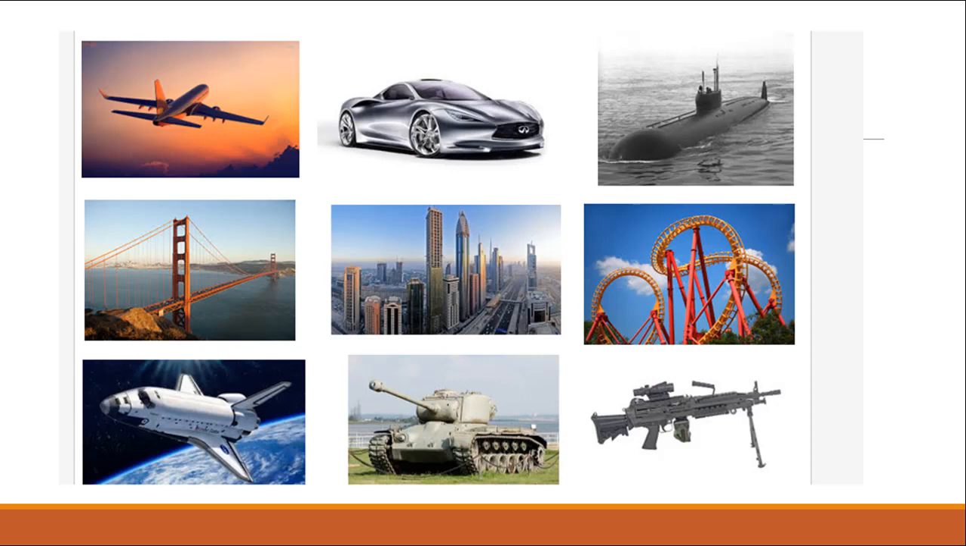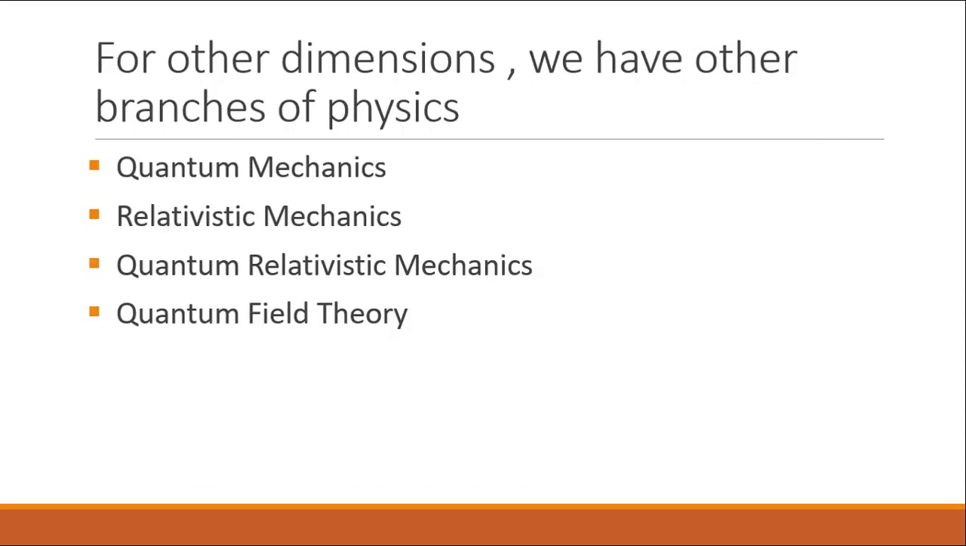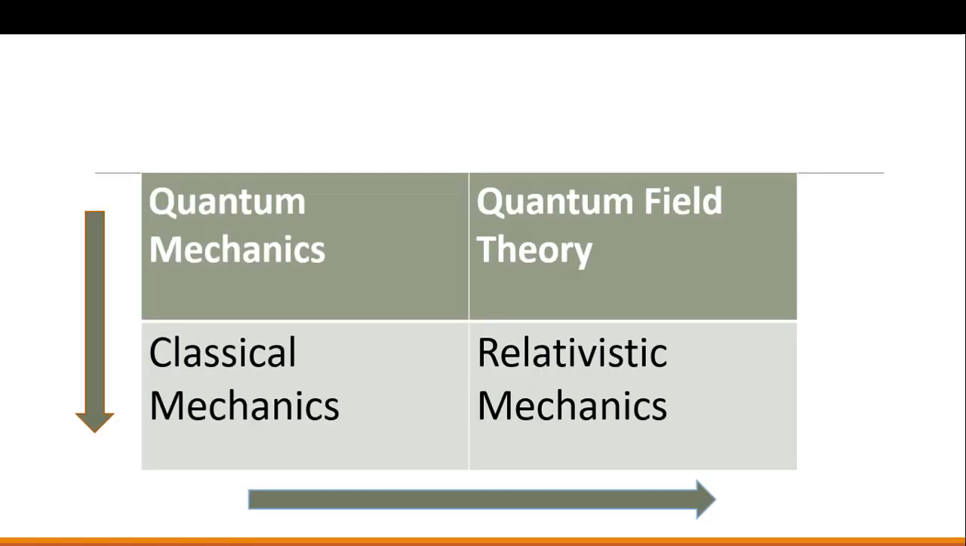Now you can see these objects. These are middle dimension objects. These are macroscopic objects and we can study them using classical mechanics. For other dimensions, we have other branches of physics: quantum mechanics, quantum relativistic mechanics, and quantum field theory. So this diagram explains the regime of applicability of different branches of physics.